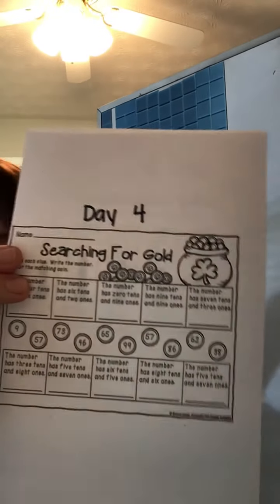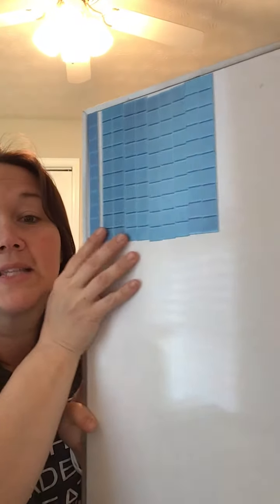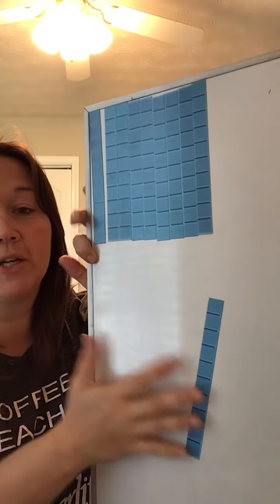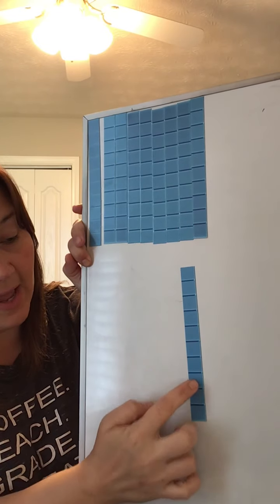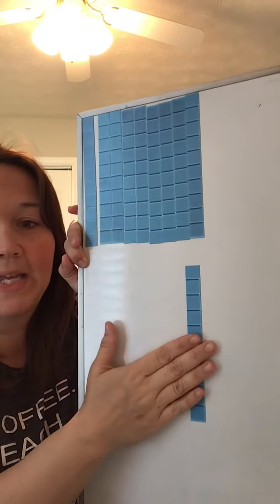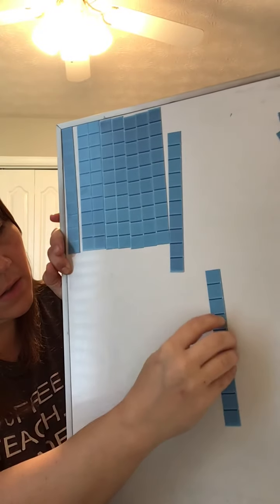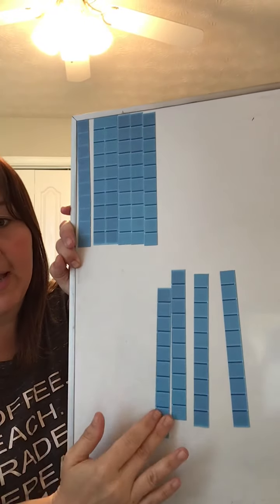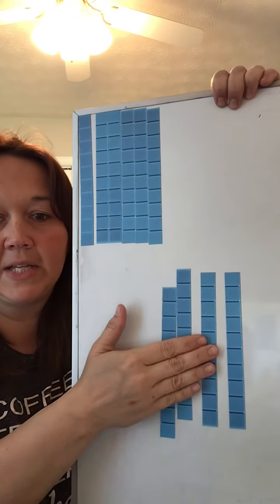So if you'll look at number 1, it says the number has 4 tens and 6 ones. All right, so remember these are groups of 10 because there are 10 in a bundle, so let's count them. 1, 2, 3, 4, 5, 6, 7, 8, 9, 10. So there are 4 tens. This is 1 ten, so we need 4 of them. So 1, 2, 3, and 4.